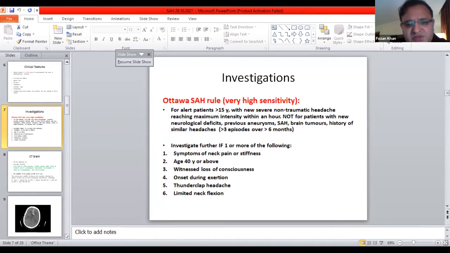Number one, symptoms of neck pain or stiffness, age 40 or above, witnessed loss of consciousness, onset during exertion, thunderclap headache, and limited neck flexion. Then you have to proceed to the investigations of subarachnoid hemorrhage. And the first line investigation by default is a non-contrast CT head.